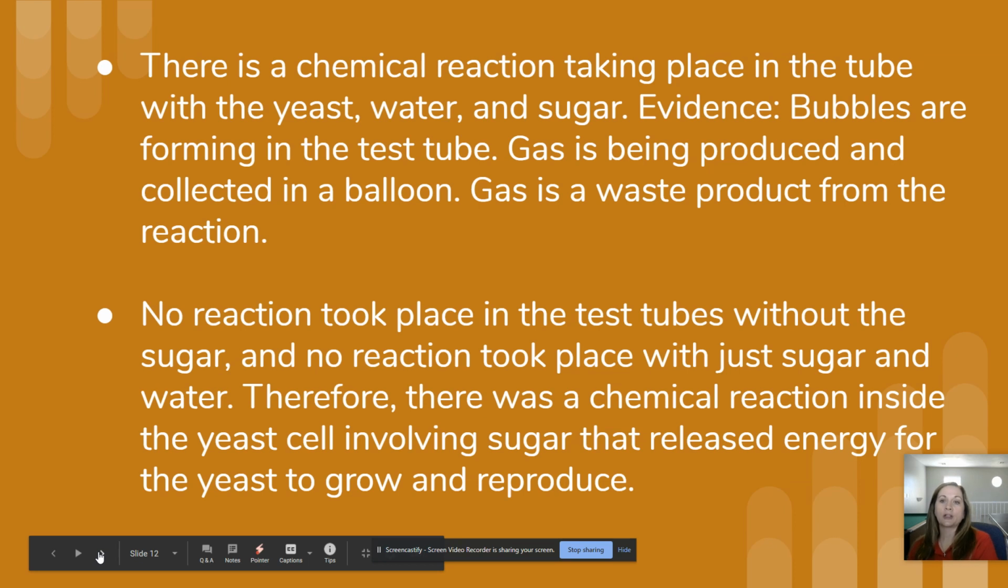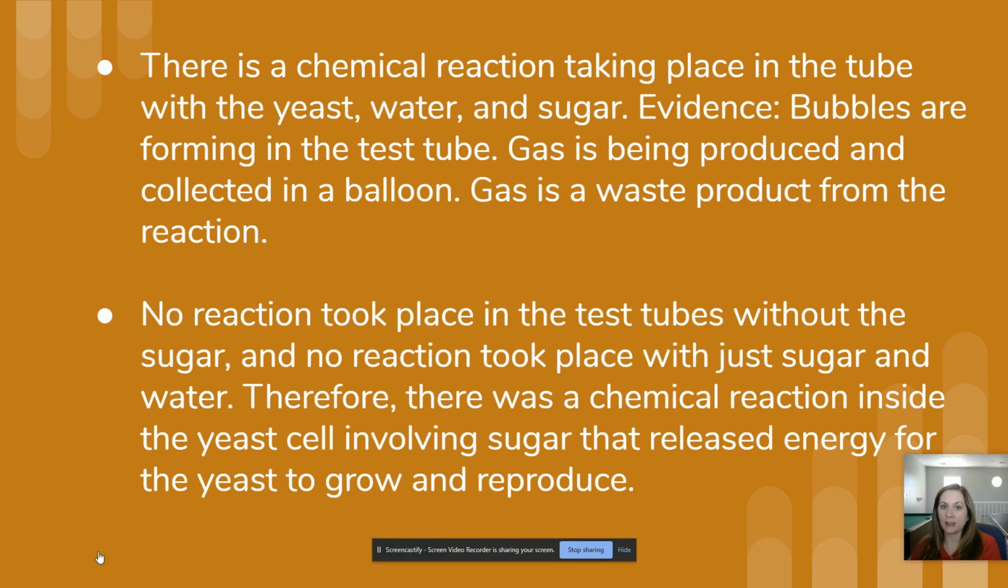There was a chemical reaction taking place in the tube with the yeast, water, and sugar. The evidence of a chemical reaction were the bubbles that were forming in the test tube and the gas that was being produced and collected in the balloon. Gas is a waste product from the reaction. So no reaction took place in the test tubes without the sugar, and no reaction took place with just sugar and water. Therefore, there was a chemical reaction inside the yeast cell involving sugar that released energy for the yeast to grow and reproduce.